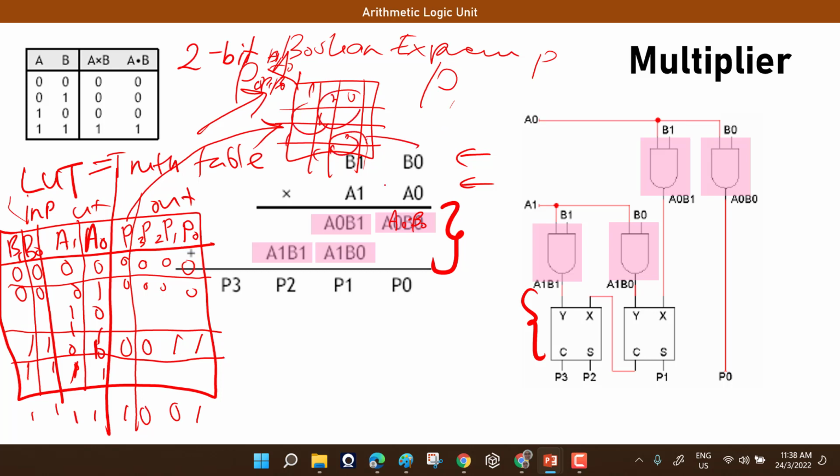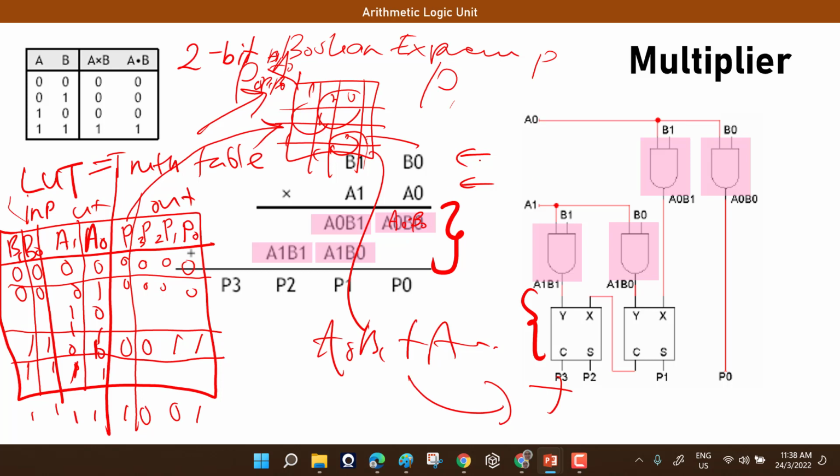Then from there you get the equation. Equation ni maybe akan ada A0, B1, add apa benda begitulah. Then from here you transfer into gates. Okay. So, this is the second way of implementing it. Alright. The third way of doing it by using multiplexer.